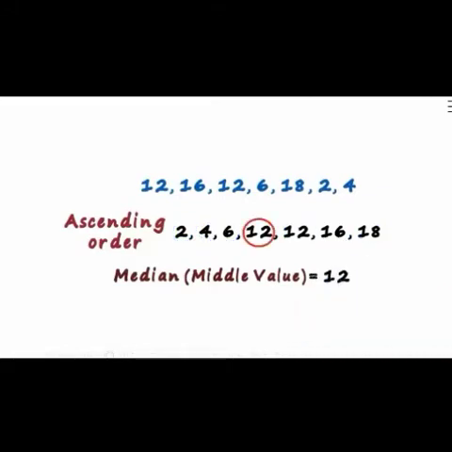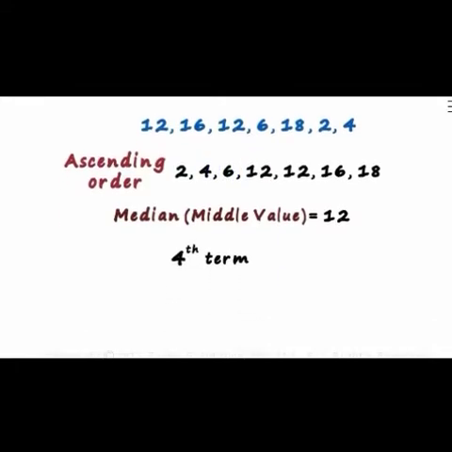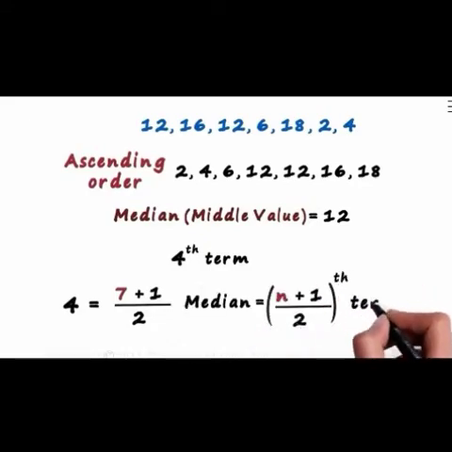So 12 is the median of this set of numbers, and as we can see, it is the 4th term. But how can we find out which term is the median? Here the 4th term is the median. Look at the set of numbers. We have 7 terms here, and the 4th term can be written as (7 plus 1) upon 2 is equal to 8 upon 2 is equal to 4. So we can say that median is the (n plus 1) by 2th term. Here n is equal to 7 and median is the 4th term.